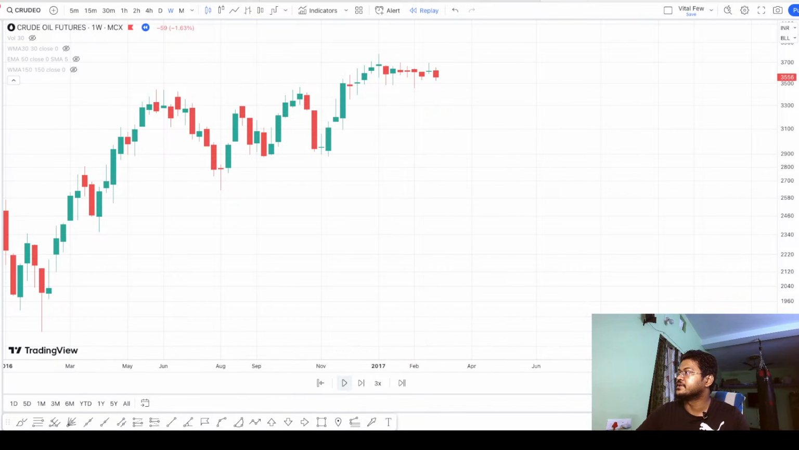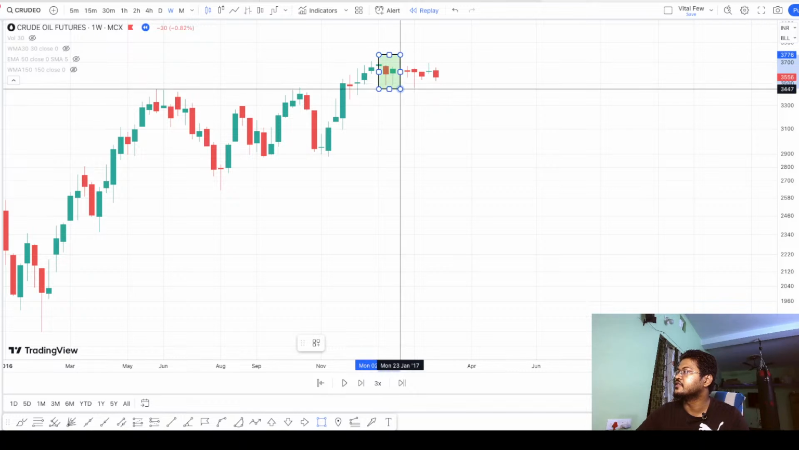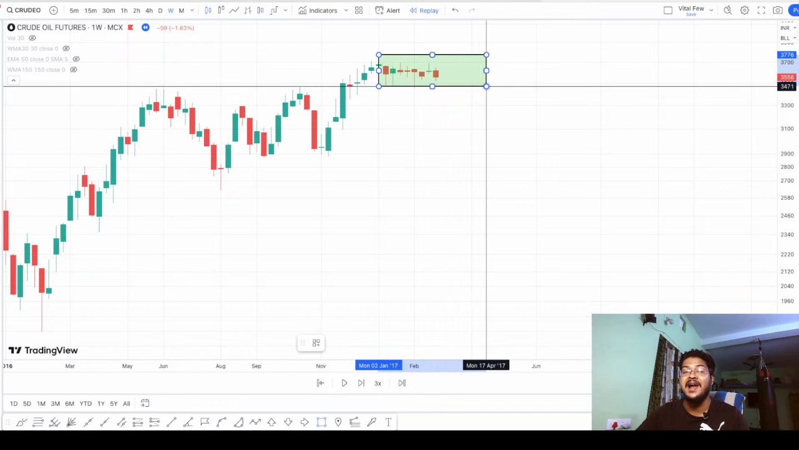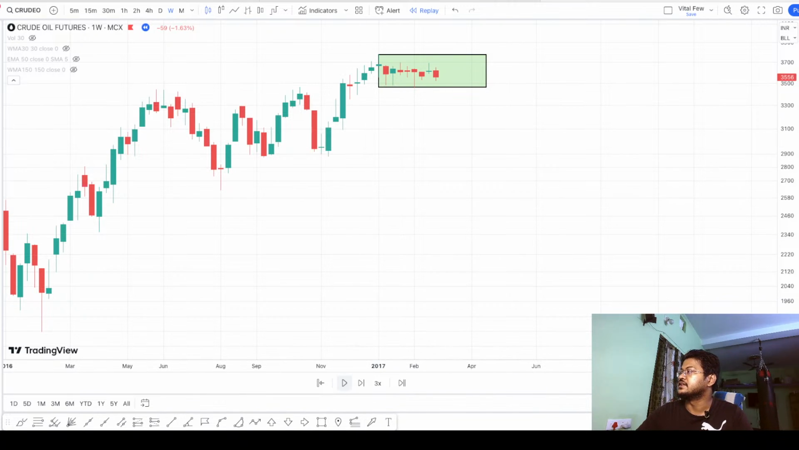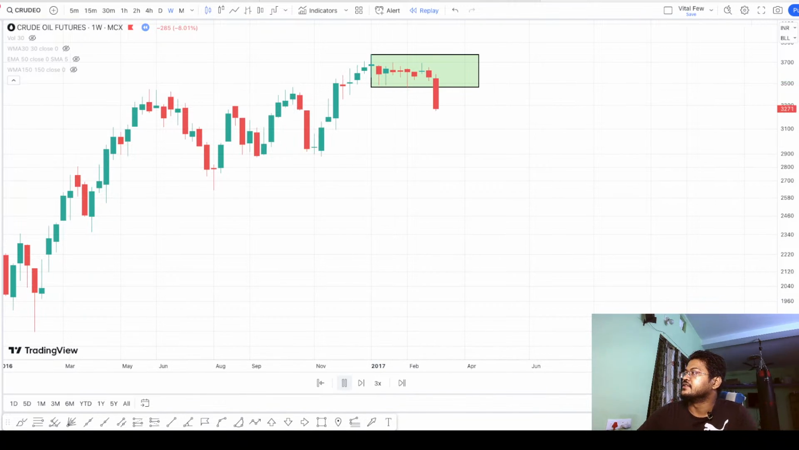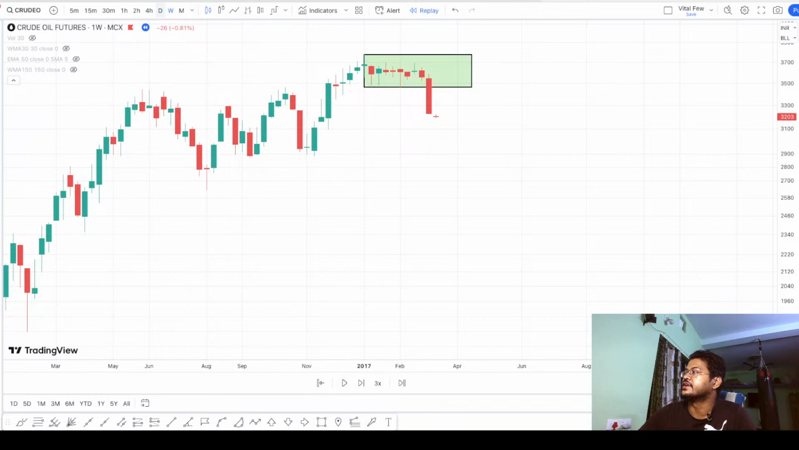I will hit the replay button, but for now I can see that here I can draw one upper and lower level. When this box that I'm drawing is broken, we can make an entry. If it is broken on the upside, then we can initiate a long trade, and if it is broken from the downside, then we can initiate a short trade. Okay, so let's start. Now it has been broken.